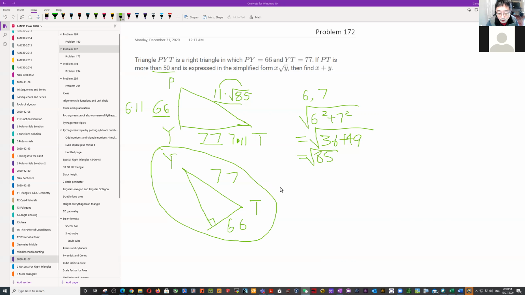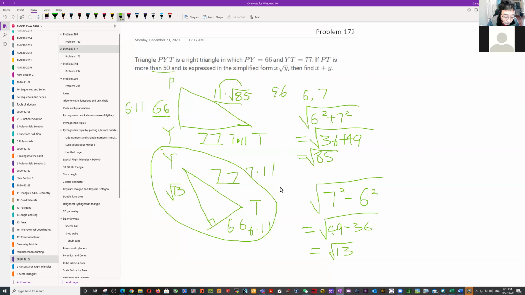If you add those up, it's going to be 96. We also need to check this case. Still, we're going to use this 7 multiply 11 and 6 multiply 11. So this side is actually 7 squared minus 6 squared. That's 49 minus 36 equal to 13. So that's actually square root of 13. So this side is square root of 13 multiply 11, and we are not sure how it compares to 50.